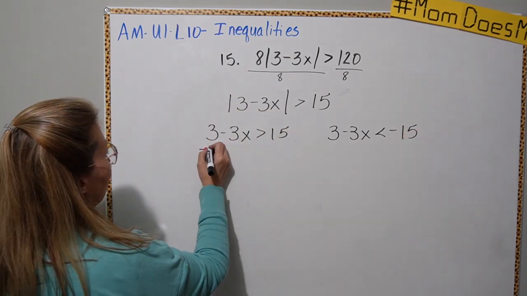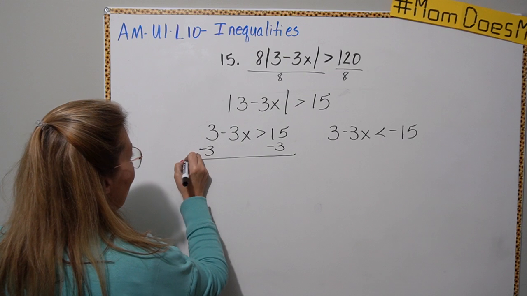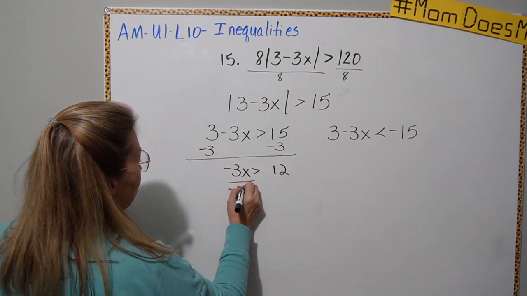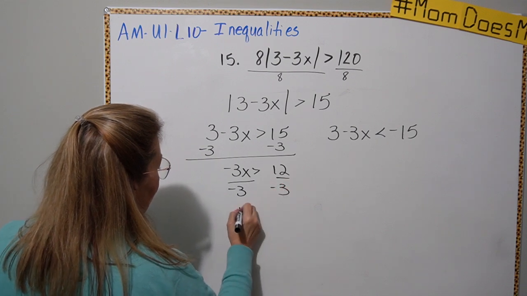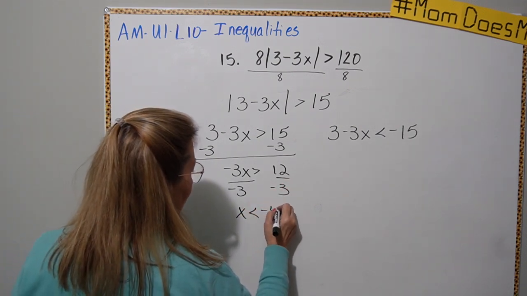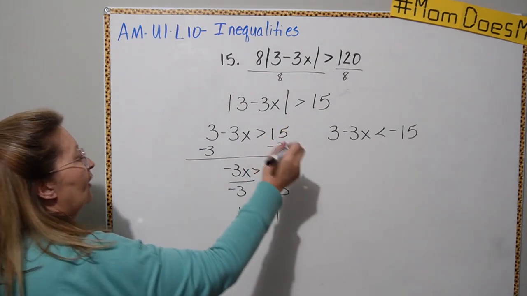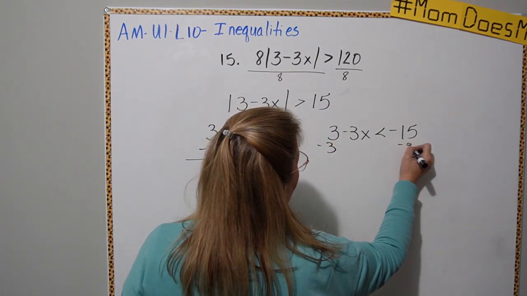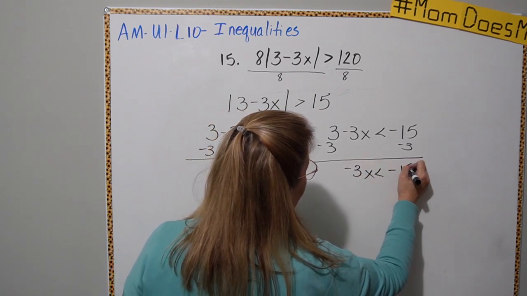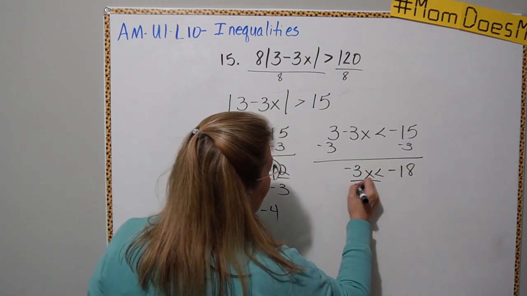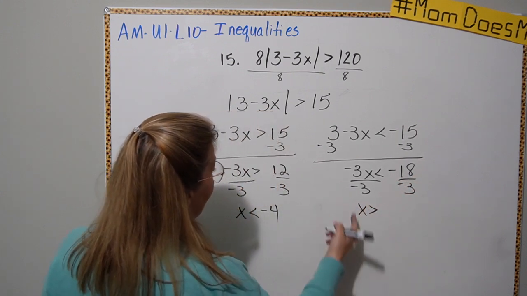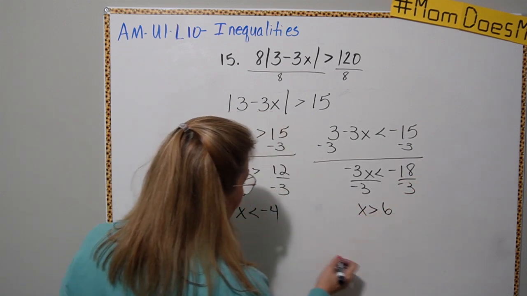Okay, we're just solving. Subtract 3 from each side. Negative 3x is greater than 12. Divide by negative 3. And that's going to flip our sign because we divided by a negative number: x is less than negative 4. All right, over here, subtract 3 from each side. So we've got negative 3x is less than negative 18. Divide by negative 3. And x is greater than, flip that sign, positive 6.